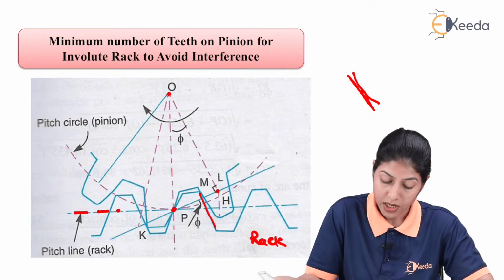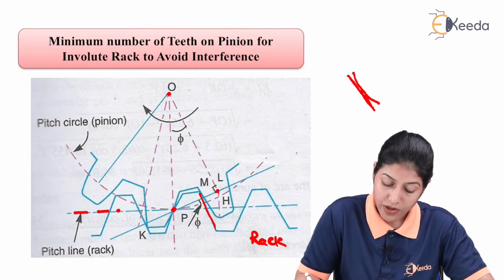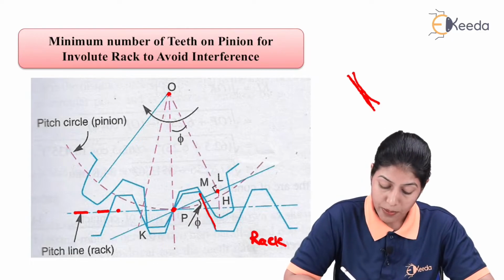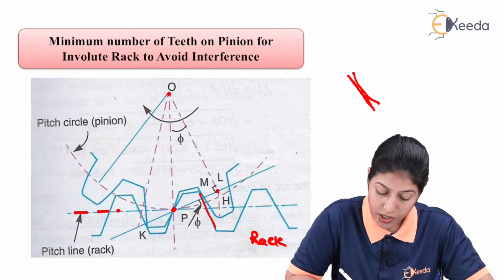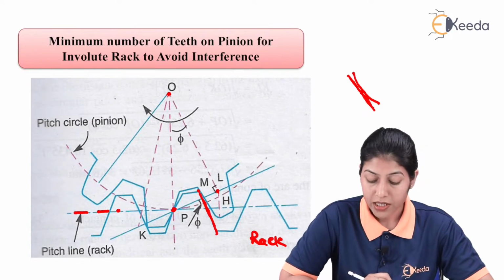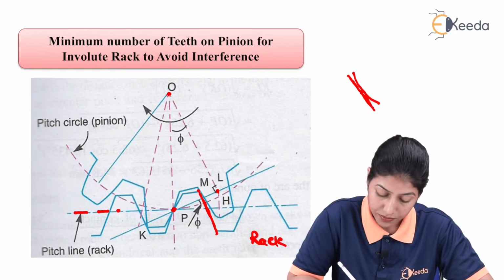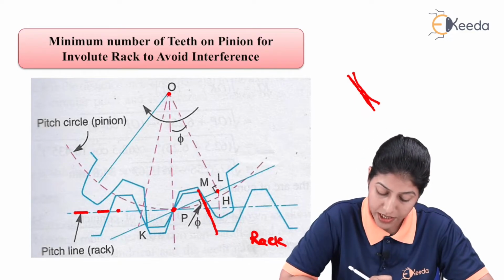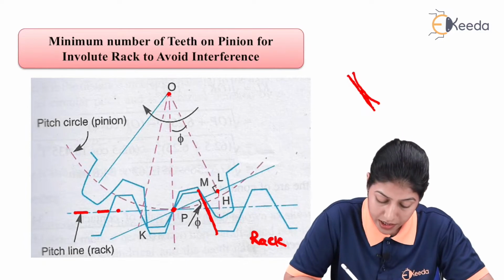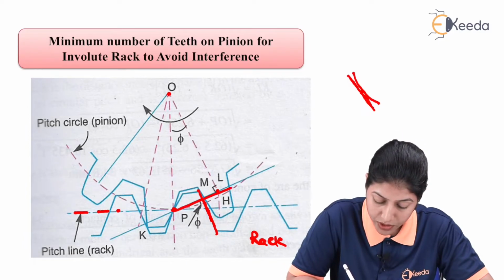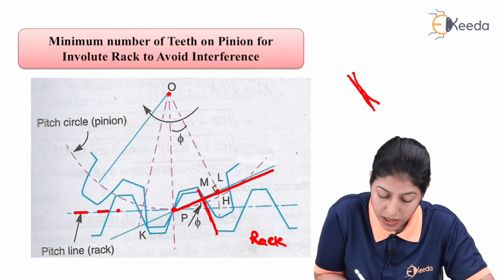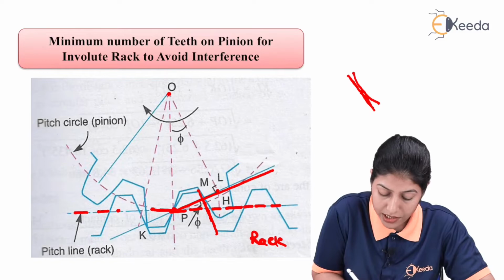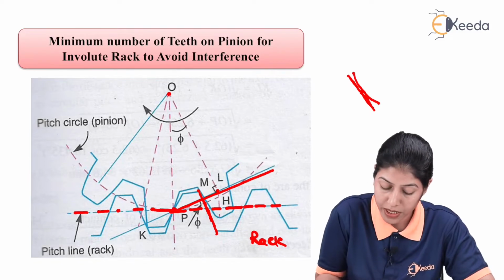Whatever tangent we draw on the base circle, it will pass through the pitch point. That tangent will be perpendicular to this straight profile of the teeth of the rack. Here this particular profile we are considering as the profile of the rack, and this is our tangent which is passing through the base circle, the tangent passing through the pitch point of the pinion.